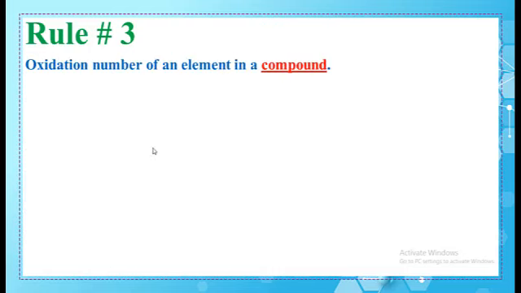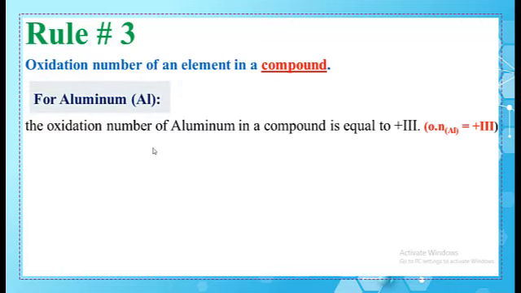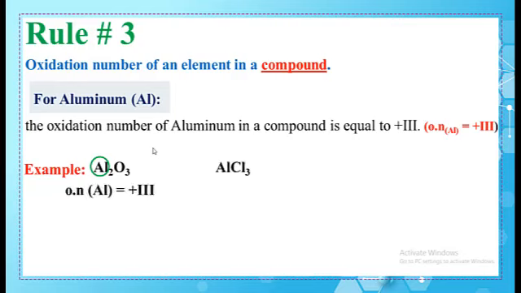Continue also with rule number 3. Aluminum in a compound has an oxidation number equal to +3. Example, the oxidation number of aluminum in Al2O3 compound is equal to +3. The oxidation number of Al in AlCl3 compound also is equal to +3.